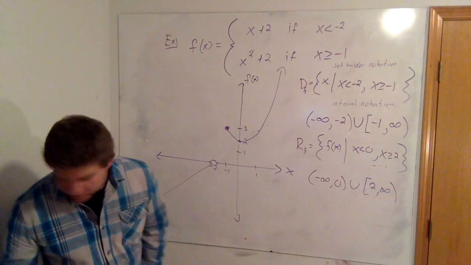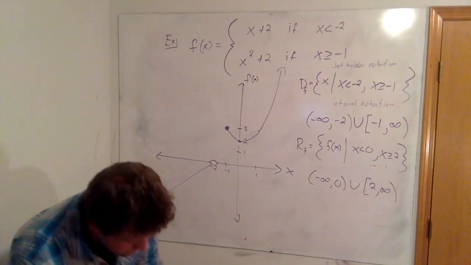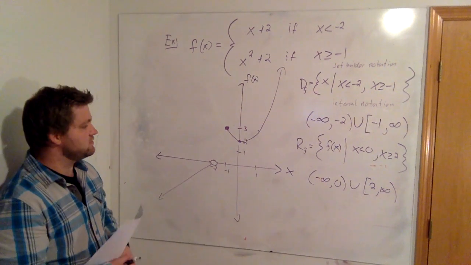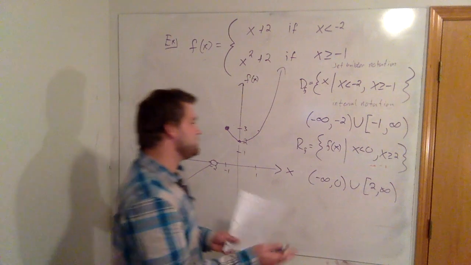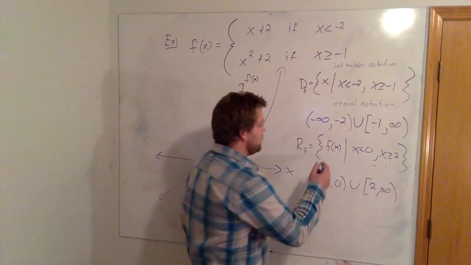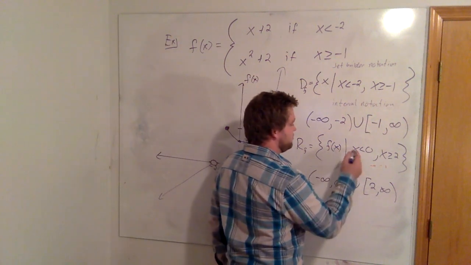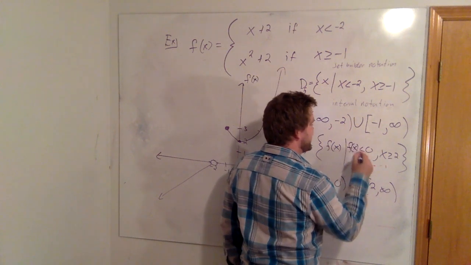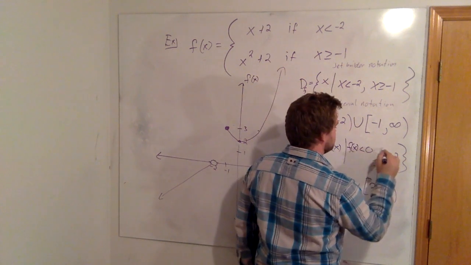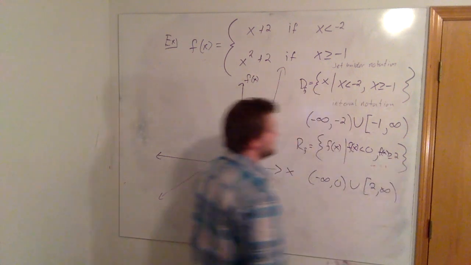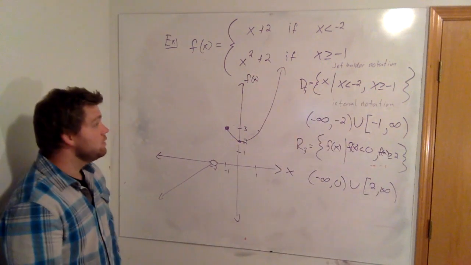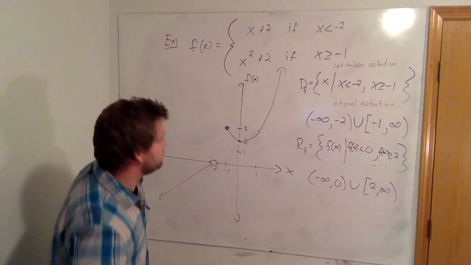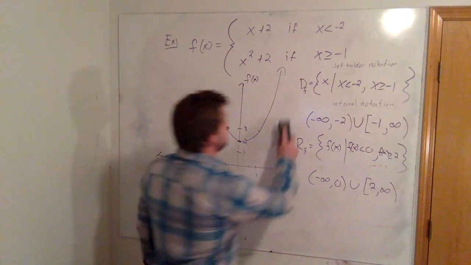Okay, so let's also evaluate this function. Oh, I guess I made a little bit of a mistake here. When I wrote f of x such that, I shouldn't have written x values here. I should have written f of x because I'm talking about my outputs. There we go. That's correct. Okay, let's go ahead and do some evaluations of piecewise functions.